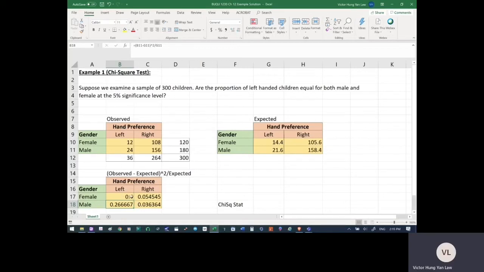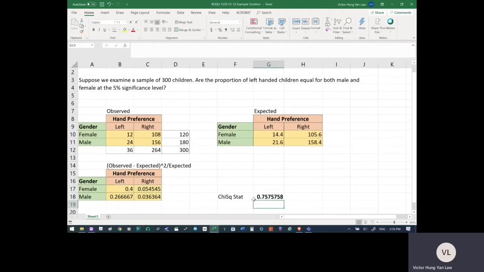Once we have calculated these 4 values, we use equal sum to calculate the chi-square statistics. We type equal sum, highlight these 4 values, close the bracket, and press enter, and this is our chi-square statistics. That's how you calculate the chi-square statistics in Excel.